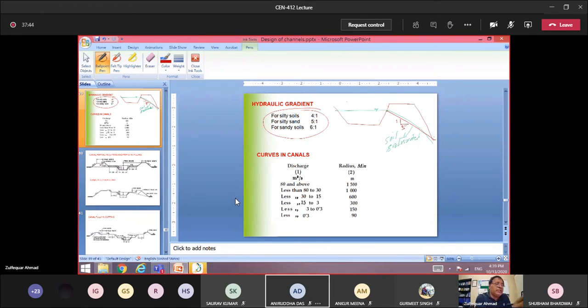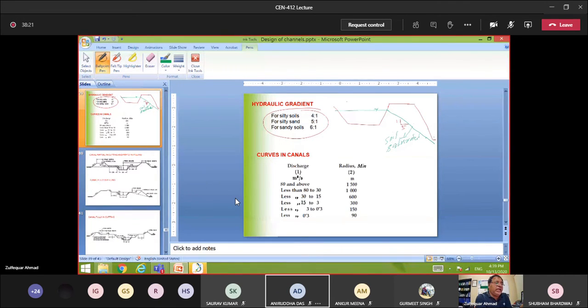What we see here is this bank line. Let me rub this and redraw, because this is touching the surface. So let me redraw with a different color. This line should not touch the bank line. If this touches the bank line, in that case your bank will be saturated, right? This bank will be saturated.